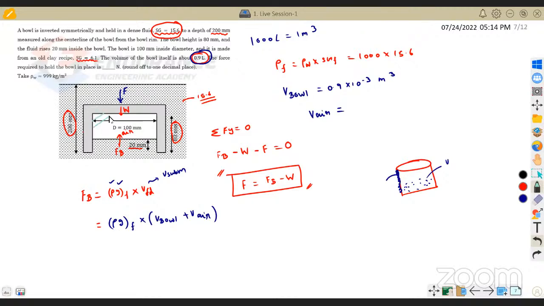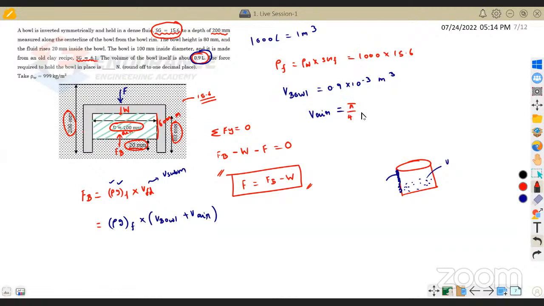We know the dimension. So we need to find out the volume of the air, which is nothing but this part, right? We already know that the internal diameter is 100 mm, which is given to us. And we know the height of the bowl is 80 mm and the depth of the water is 20 mm. So this height is going to be 60 mm. Simple, right? So then volume of the air is nothing but what?